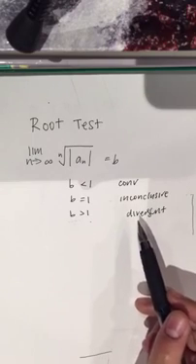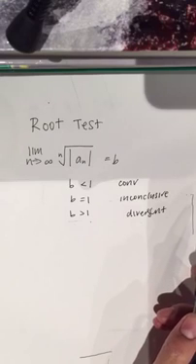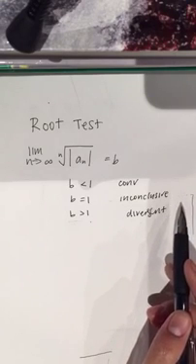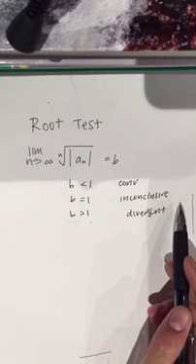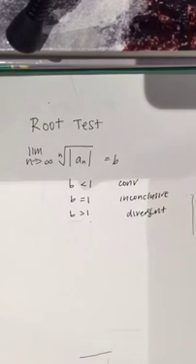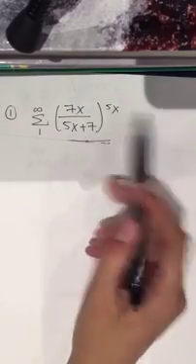Because we take the absolute value of a sub n, when we use the root test in an alternating series problem, if the answer comes out to be convergent, it will always be absolutely convergent instead of conditionally convergent. To get the basics down, let's first take a look at this first problem. Sigma from 1 to infinity of (7x over 5x plus 7) to the 5x.